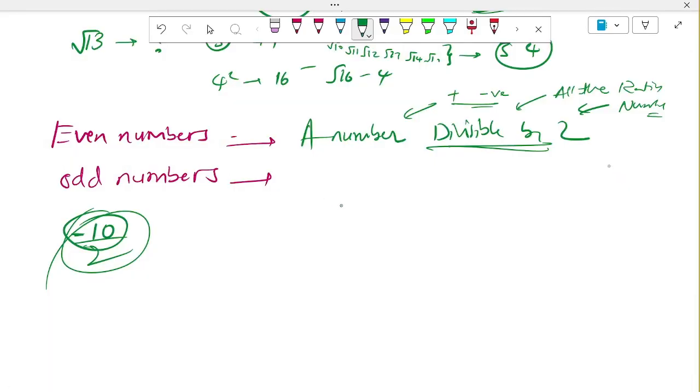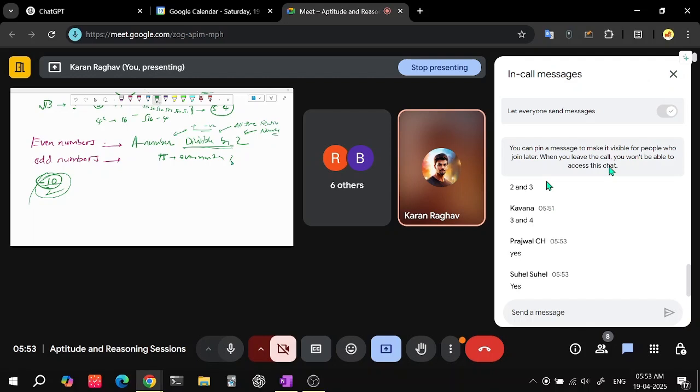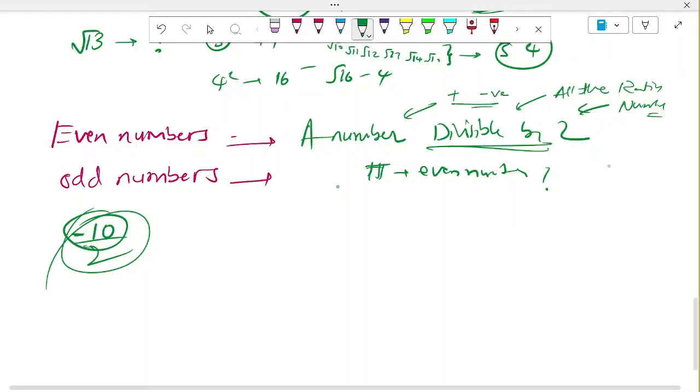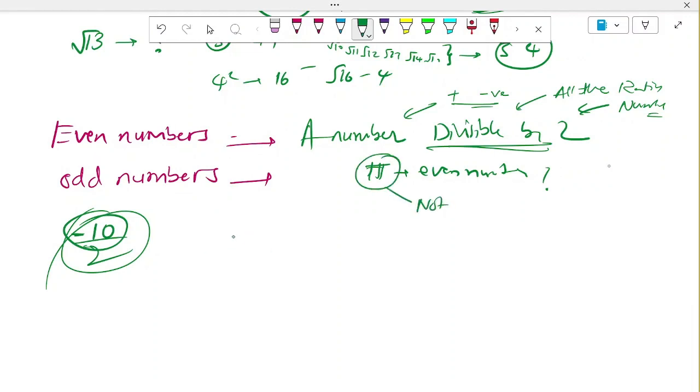So my question will be like, is pi an even number? Is pi an even number? Yes, you cannot find whether an irrational number is even or not, because it is not terminating. You can say whether 3.142 is even or odd, because it has stopped here only.